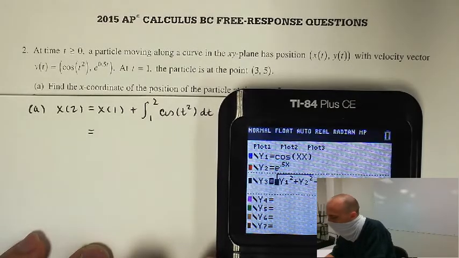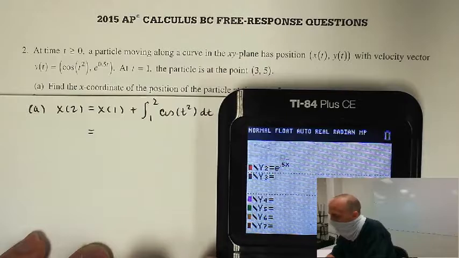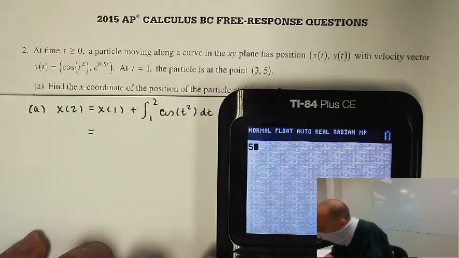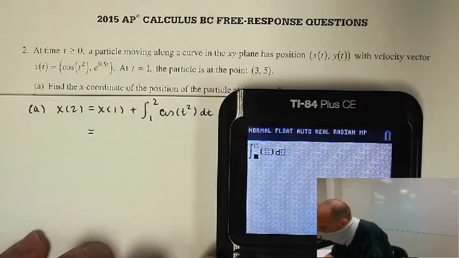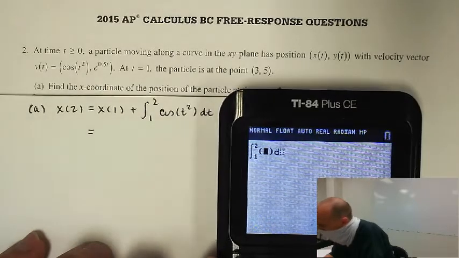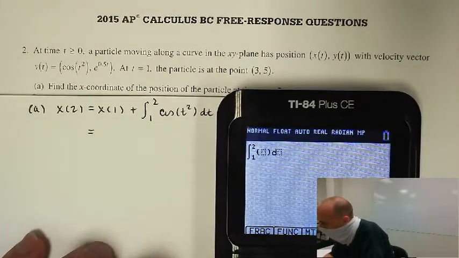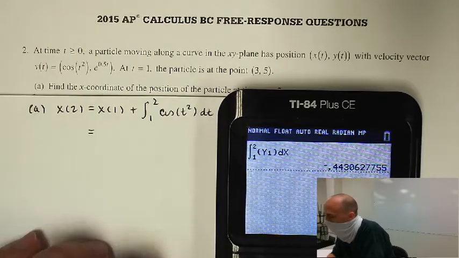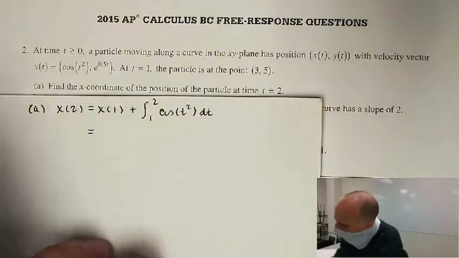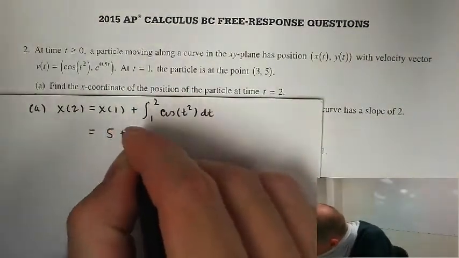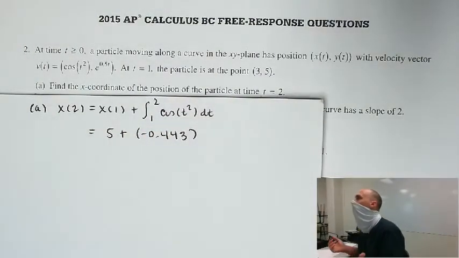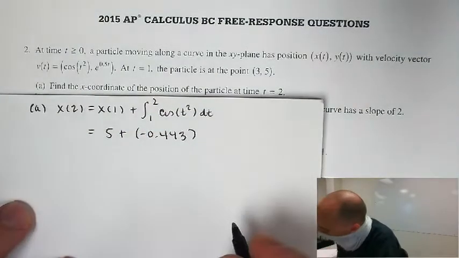Cosine of t squared, e to the 0.5t. Clear that out right now. And I want x of 1 is 5. Well, maybe I'll just run math 9 from 1 to 2 of dx dt. I put in y1 dt. I got negative 0.443 equals 5 plus negative 0.443. And that's a decent position, right?